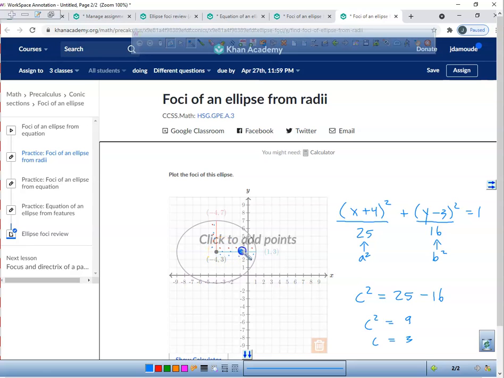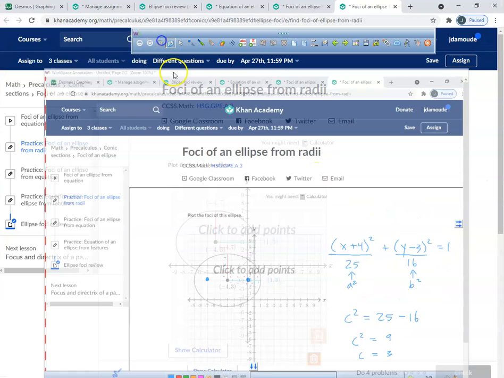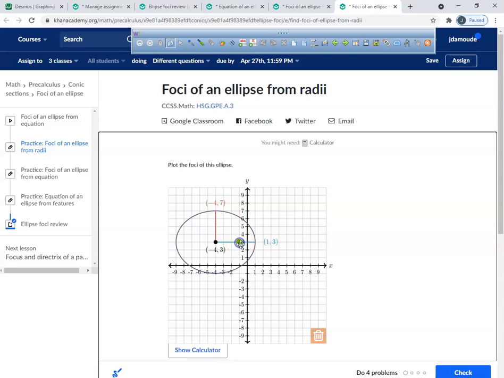I'm going to put a point right there. I'm going to go over here, 1, 2, 3, and put a point right there. And I plot the two foci. How do I find the foci? What I just did. That's how you find them. So from over here, I'm going to plot one. Over here, I'm going to plot the other. All right. If you mess up, what can you do? Throw it in the trash.